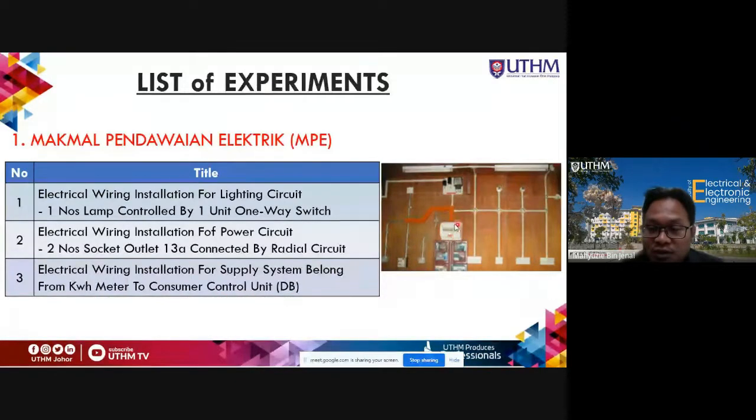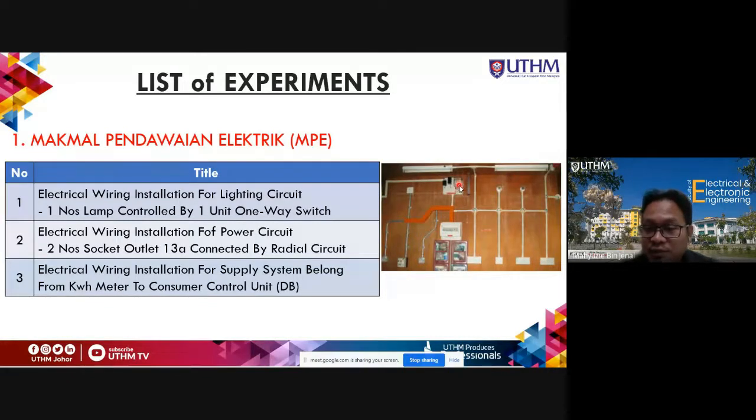So we have the white box over here. This is the consumer control unit or distribution box. We do have also the TMB part over here, which is outside your house. You can simply see. We have a cutout switch over here, for example.